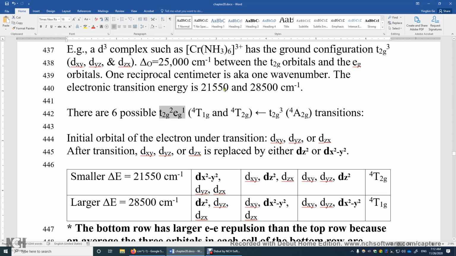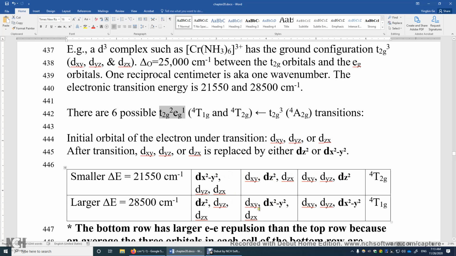Again, we mentioned there are 2 different transition energies. This is the smaller transition energy. This is the larger transition energy. That means this excited state has lower energy than this excited state. How come? Let's look at this row. In this row, I'm showing you a dxy orbital is replaced with a dx squared minus y squared orbital. Over here, dyz is replaced with dz squared. Over here, dzx is replaced with dz squared. If you look at these 3d orbitals in the bold font, they are just the eg orbitals.